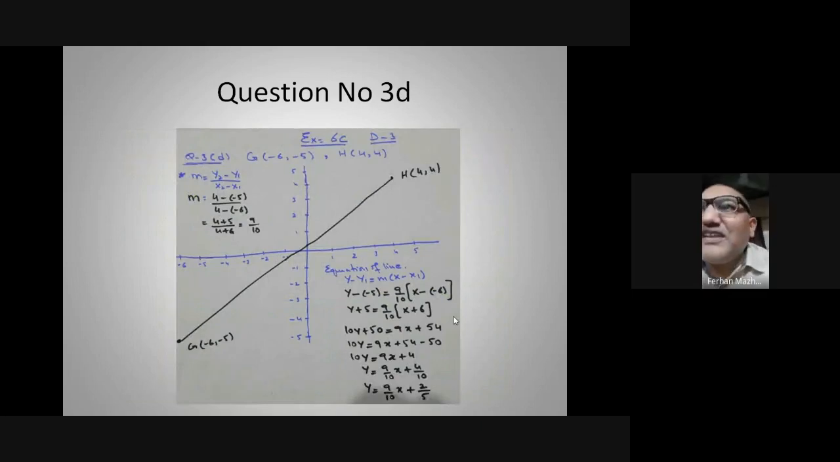So we are moving to the next part. That's question number 3 and its D part. The 2 points are given. 1 point is G, whose coordinates are minus 6 comma minus 5, and H point whose coordinates are 4 comma 4. They want us to find out the equation of the line which is joining G and H.